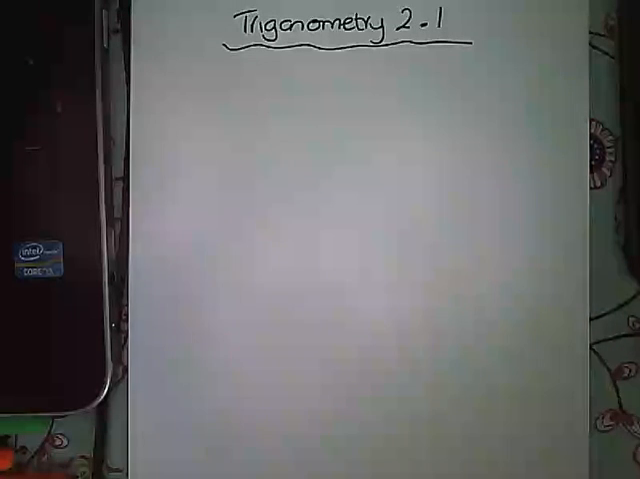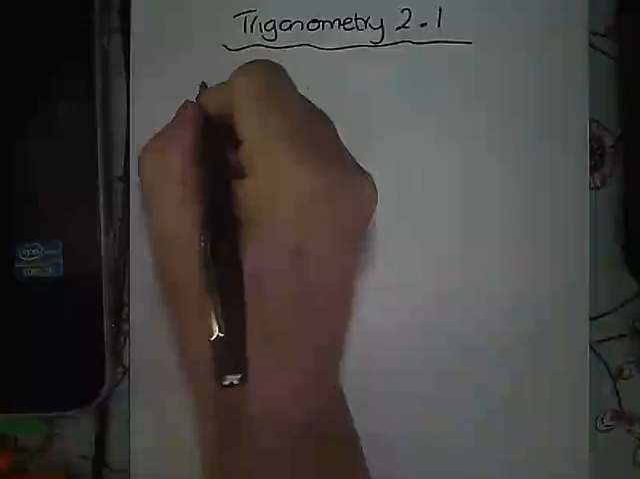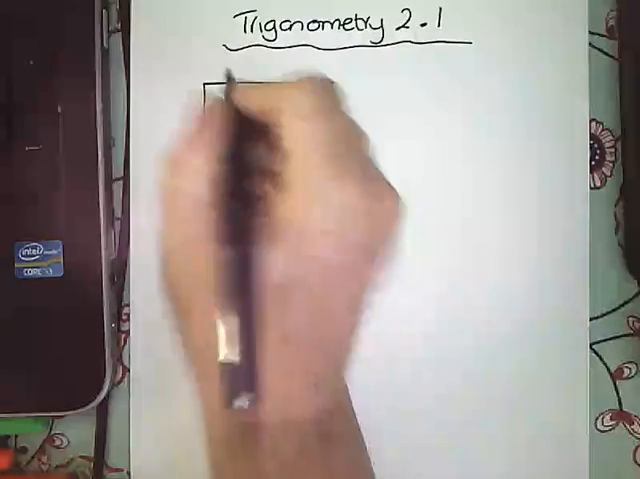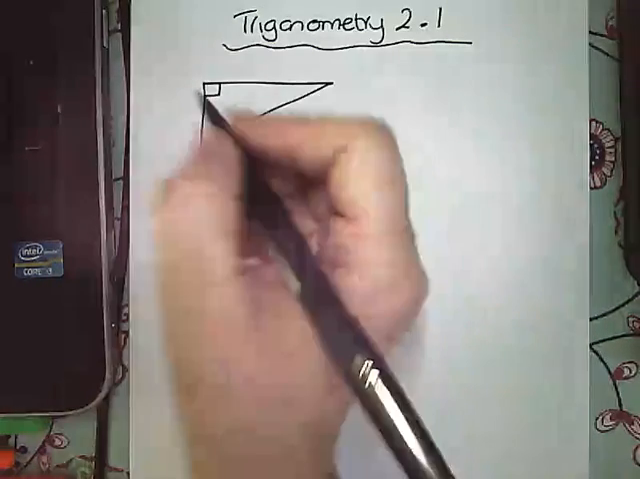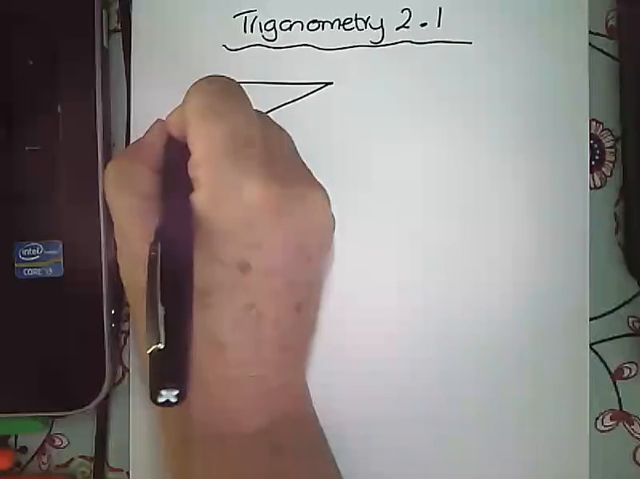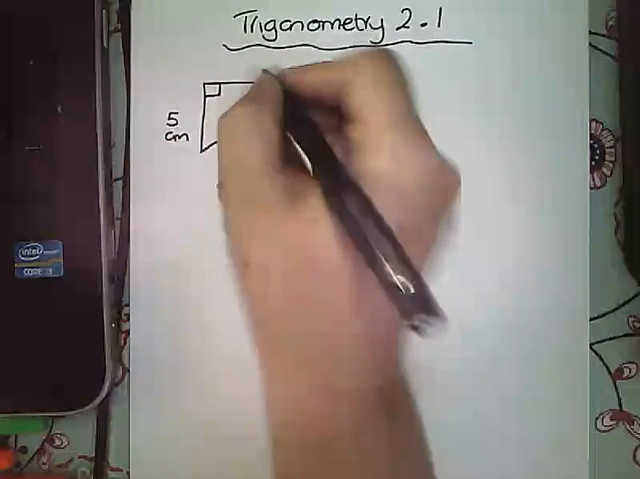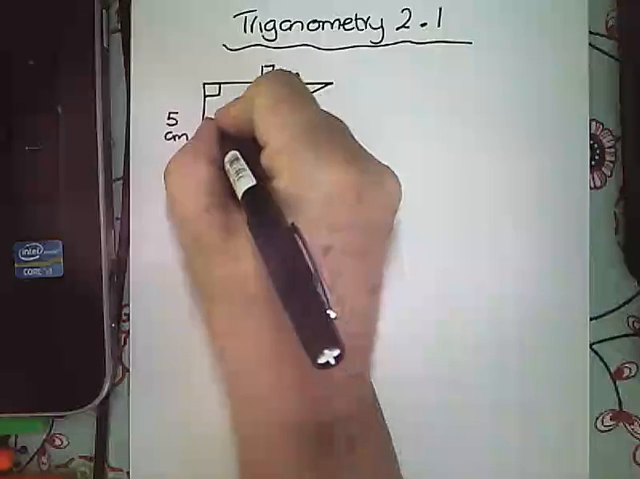I just wanted to build on the trigonometry finding an angle. I only did one example in the previous video, so I was just going to do another example of how to find the angle in a right angled triangle using trigonometry. So let's start off with this triangle and let's have a side of 5 centimeters and 17 centimeters, and we want to find out what this angle here is.